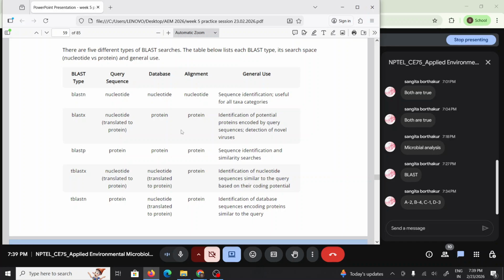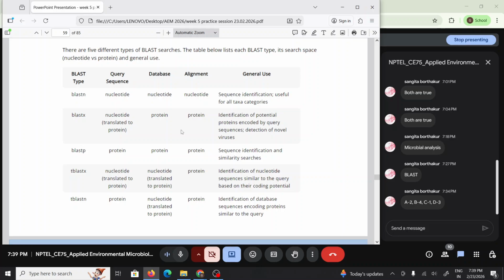And next comes BLASTX, where you are going to input a nucleotide. The tool itself will convert your nucleotide sequence into a protein sequence. Whenever your nucleotide sequence is translated, whatever protein sequence is correspondingly obtained will be done by the tool itself, and then it will try to align or match it with a protein database. So this is BLASTX.